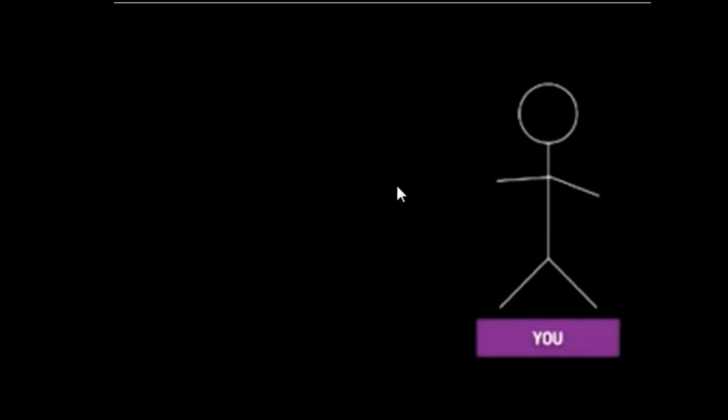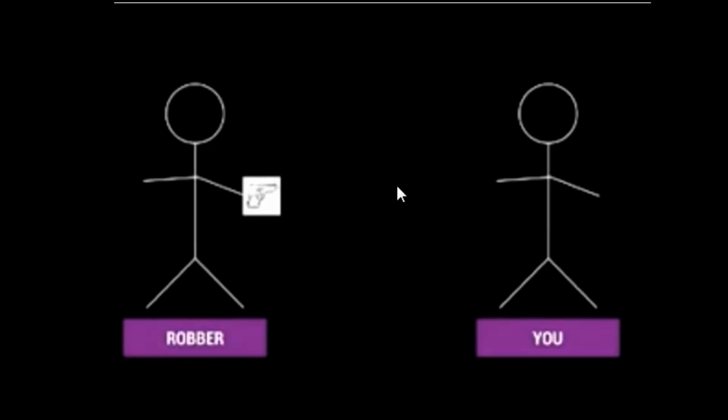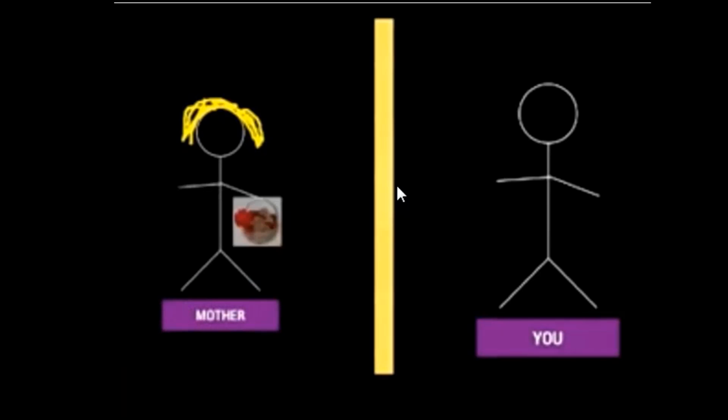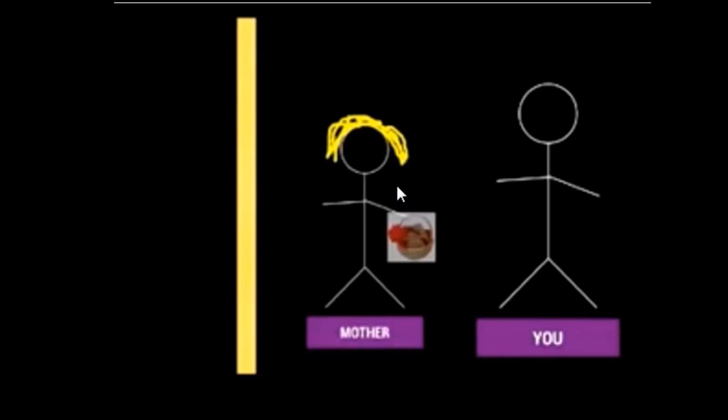This is you, and this is a robber. We protect ourselves at night from robbers by building a house with walls. We use these walls as a form of protection from the outside world. You probably wouldn't let a robber into your house. But what would you do if your mother was at the door with a basket of cookies? You would probably let her into your house, at least to take the cookies and eat them.